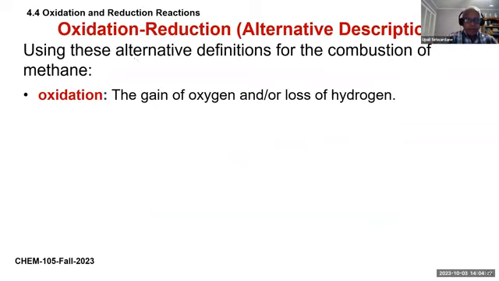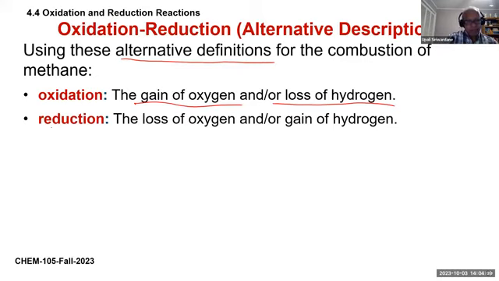Therefore, alternative definition for combustion of methane. Gain of oxygen is oxidation. Loss of hydrogen is also a possible oxidation definition. Reduction is the opposite of whatever is on the top: gain here, loss here. So now it is easy to remember. Gain of oxygen is oxidation or loss of hydrogen is oxidation. Reduction is loss of oxygen or gain of hydrogen.